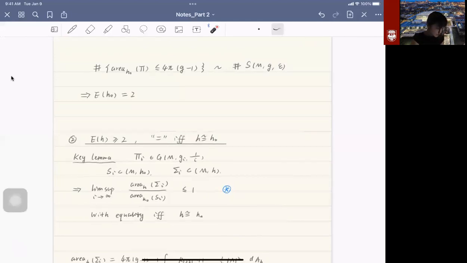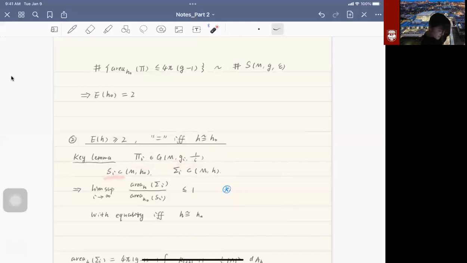We take a sequence of surface subgroups pi_i in capital G_M,g,1/i. So for each pi_i, it has limit set a (1 plus 1/i)-quasi-circle.